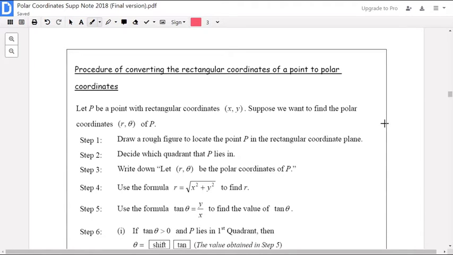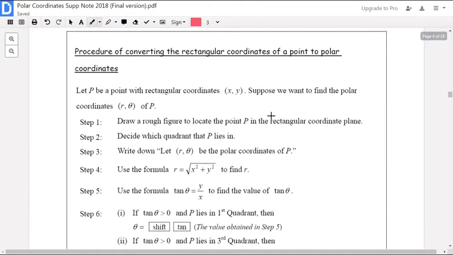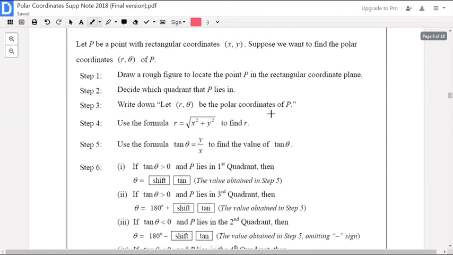Now, we are going to consider the procedure of converting rectangular coordinates to polar coordinates. This part may be a little bit more difficult than the previous one. Suppose we know that P is a point with rectangular coordinates (x, y), and we want to find the polar coordinates (r, theta) of P. Now, we have several steps to complete.